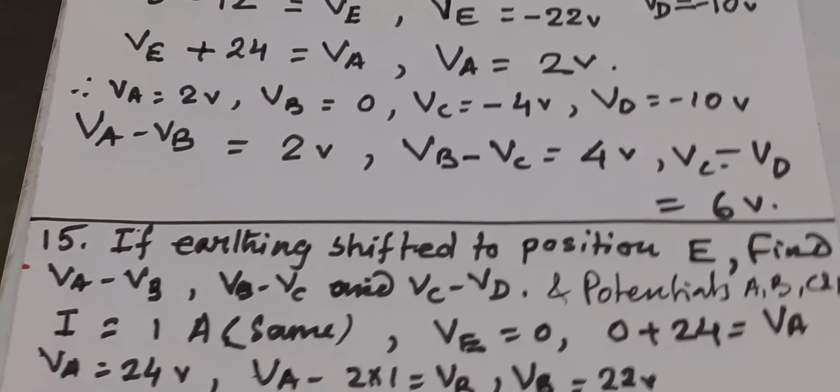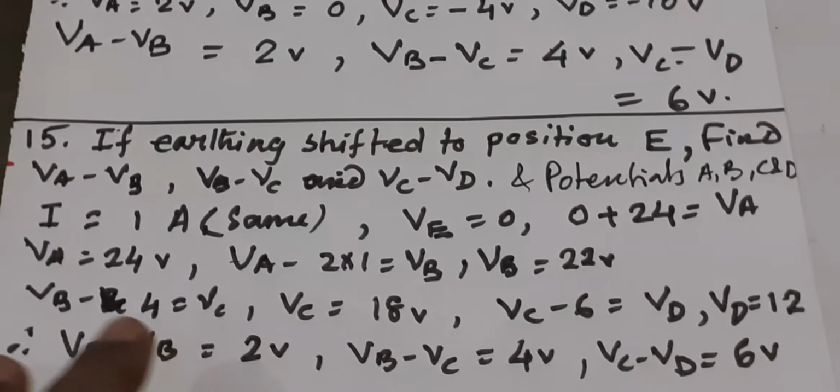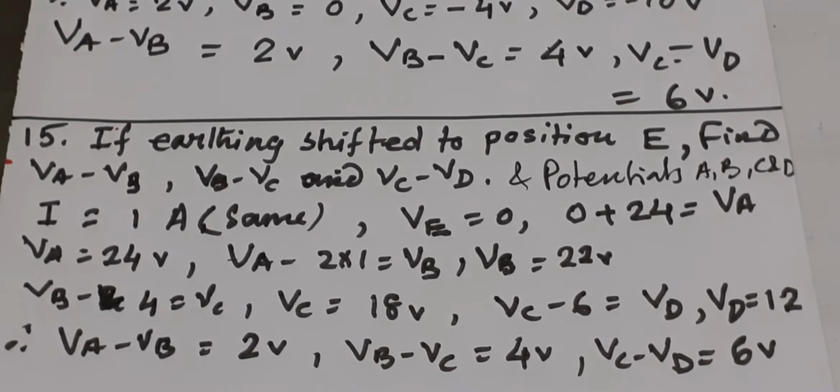Now come to the next question. If earthing is shifted to position E, find VA minus VB as usual, VB minus VC, VC minus VD, and the potentials of all the points A, B, C, D. Now what to do? Current remains the same. Current is not going to change wherever you place the earthing. Current will remain the same because resistance is the same, supply is the same. So same direction current, that is 1 ampere.